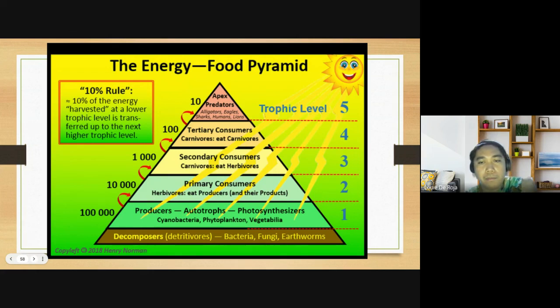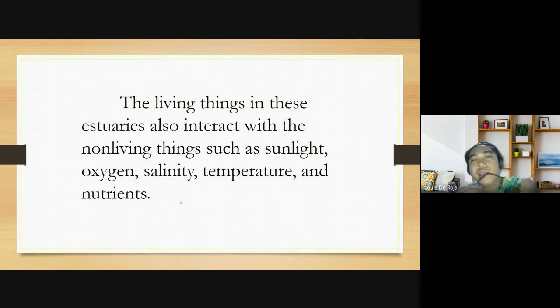So the living things in this estuary also interact with the non-living things such as sunlight, oxygen, salinity, temperature, and nutrients.